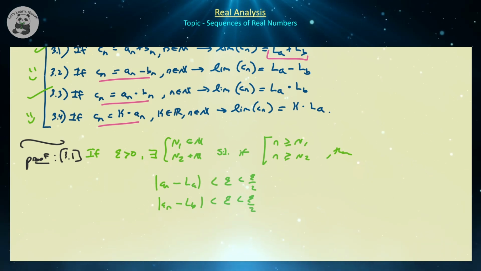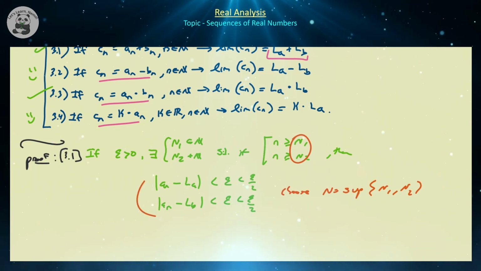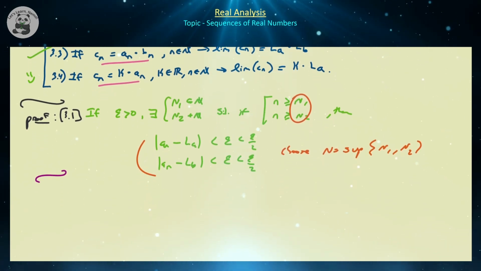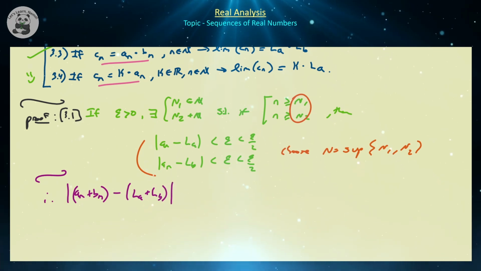Okay, so since these numbers n1 and n2 are just natural numbers, what we're going to do is choose N to be equal to the supremum of n1 and n2, because if that is true, then these two things are true simultaneously as well. All right, so if that is the case, what do we get as a result? So that means the absolute value of a_n plus b_n, the sum of these sequences, minus the claimed limit of the sum of those sequences, L_A plus L_B, we need to show that this is arbitrarily small.